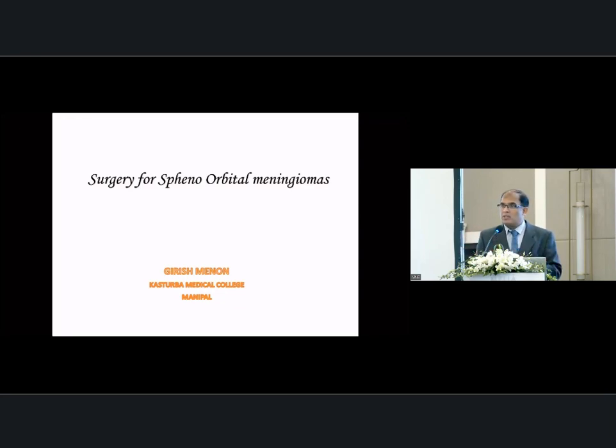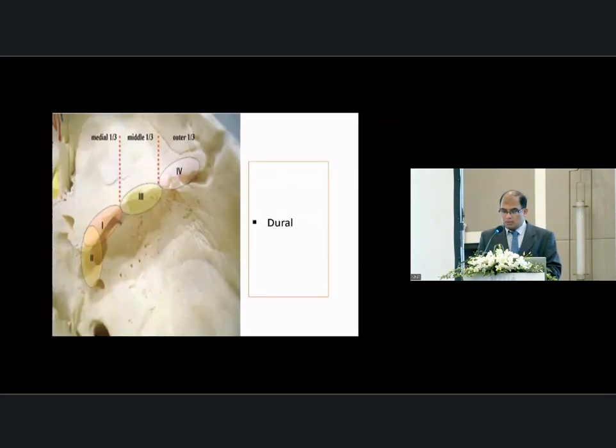Now, if you look at it biologically, histologically, they are benign, but we all know they have such a terrible course. So this is the classical, the old traditional way in which sphenoid wing meningiomas were described or classified: the medial half, the middle, and the lateral one. But sphenoorbital are a little different from them. So I personally look at them as five.